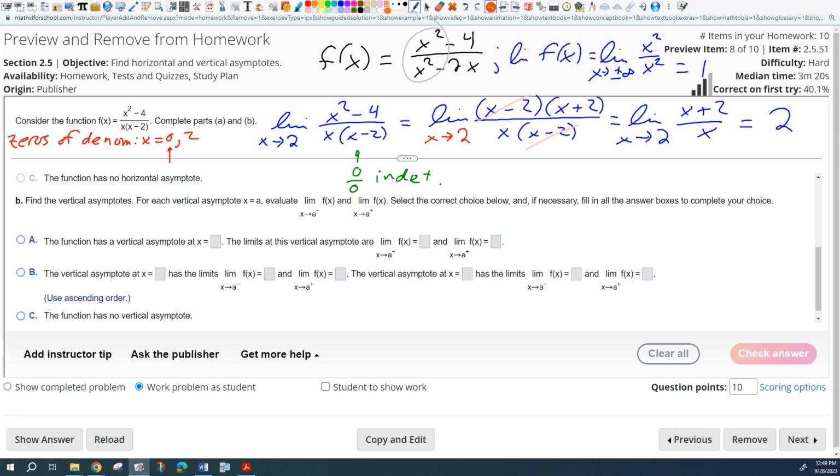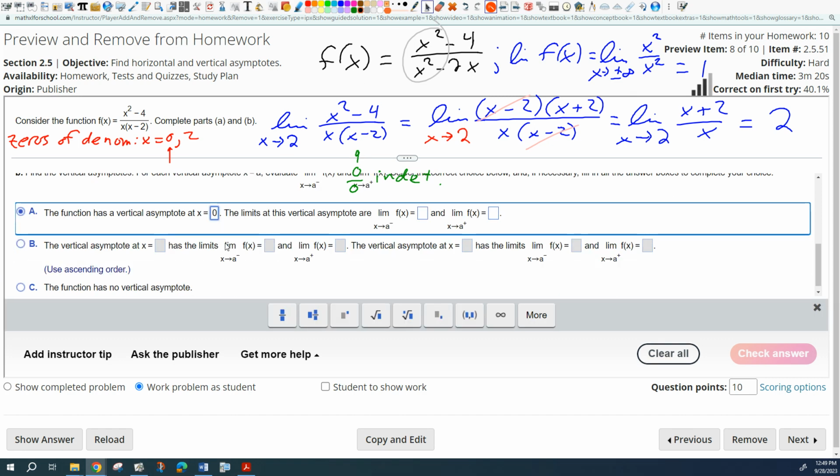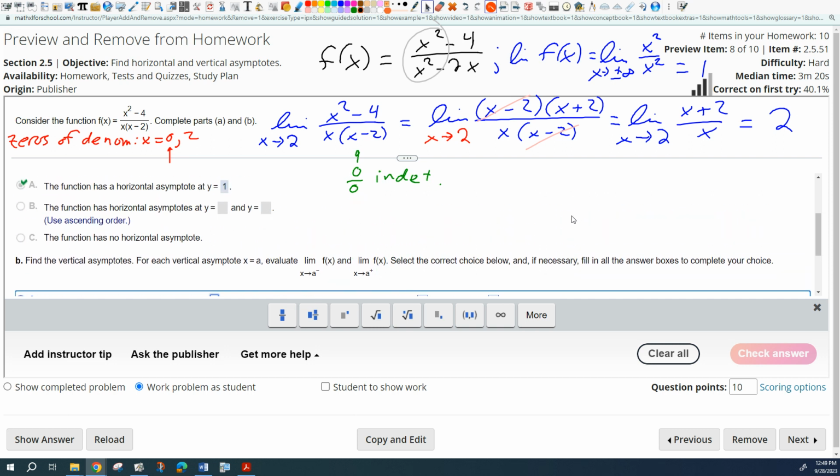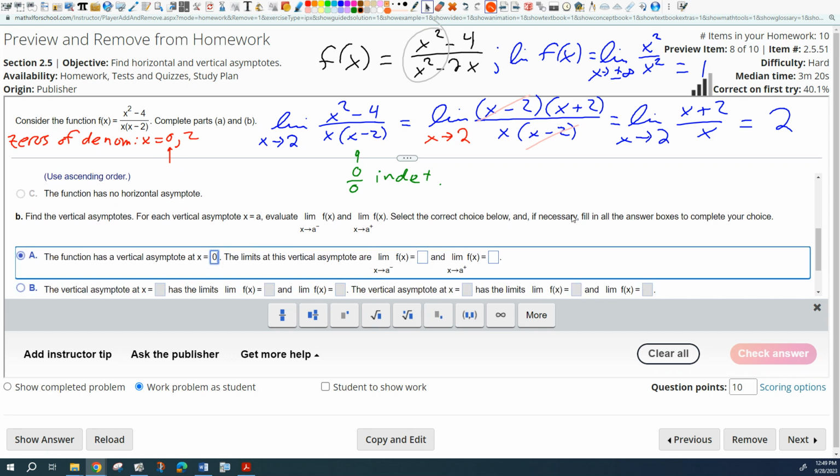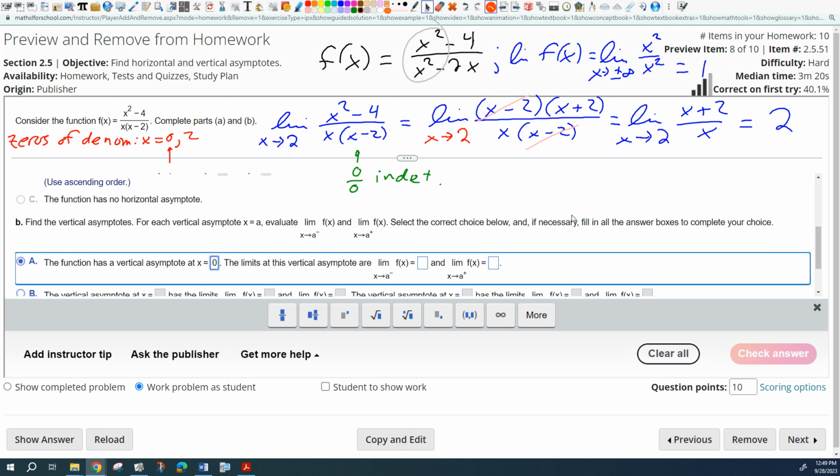Okay, so then what's my only vertical asymptote? 0. Okay, because 0, right, does that make sense? So we end up with one vertical asymptote at x equals 0. Okay, now they want to know what's going to happen as we approach 0 from the left and the right. Okay, we can do that too.